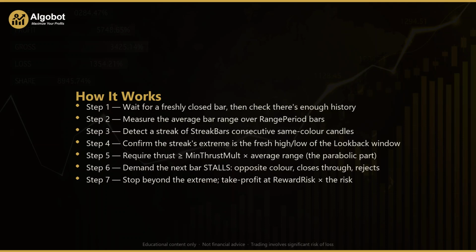Next, the strategy measures the average bar range over the most recent bars, set by the range period input. This average becomes its ruler. It uses it to decide what counts as a big move and how wide to place its stop buffer.